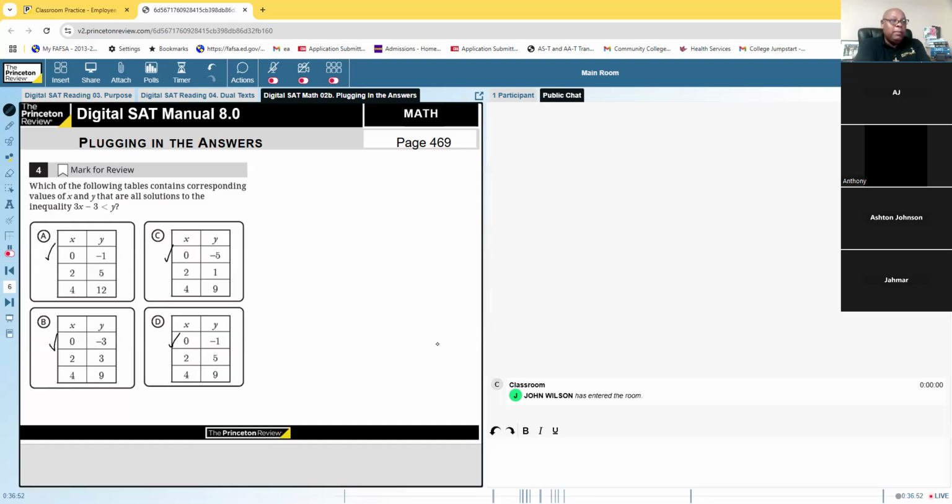Which of the following tables contains corresponding values of X and Y that are all solutions to the inequality 3x minus 3 is less than Y? Now you understand all of them have to work. So if the first line doesn't work, that total answer is out. So your goal is to discredit as many as you can as quickly as you can. Okay? That's your actual goal here.